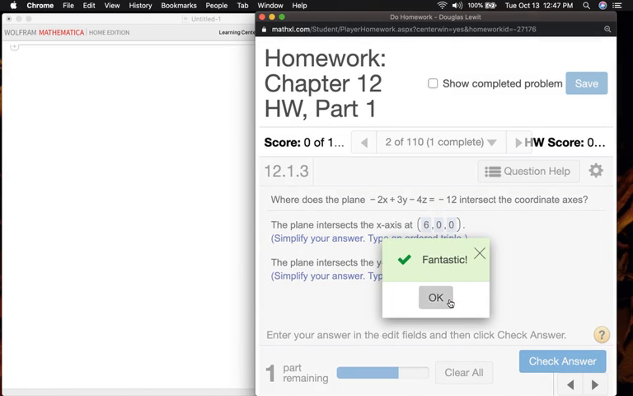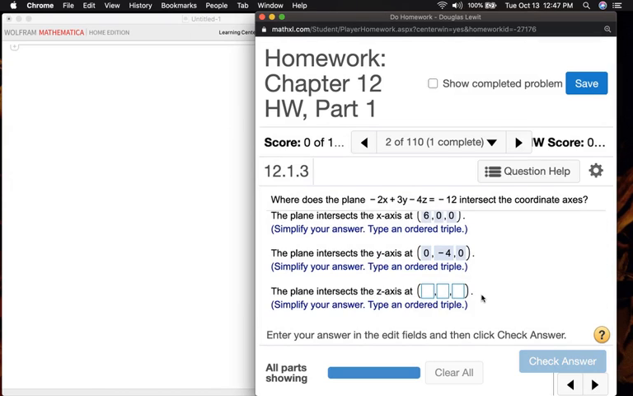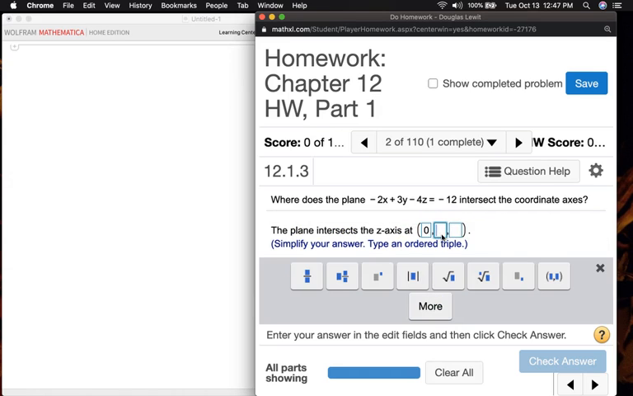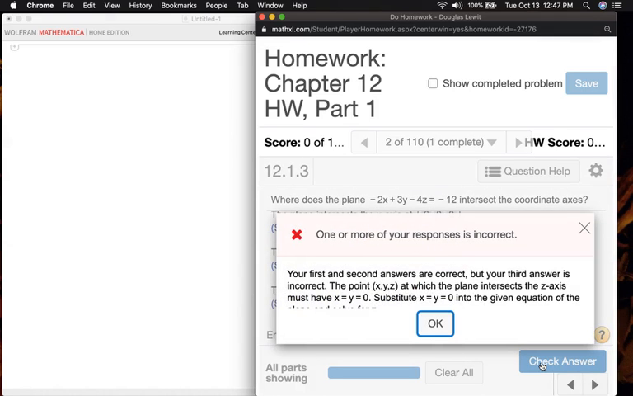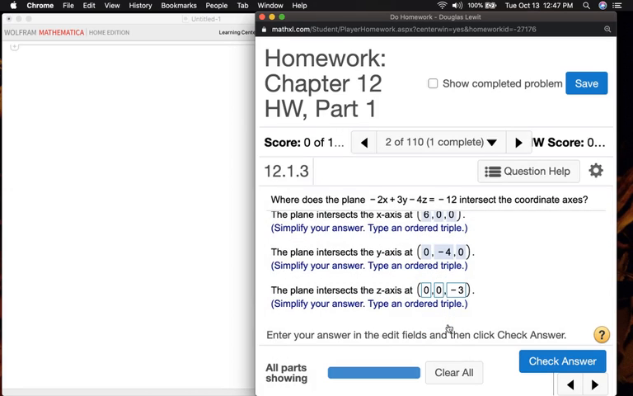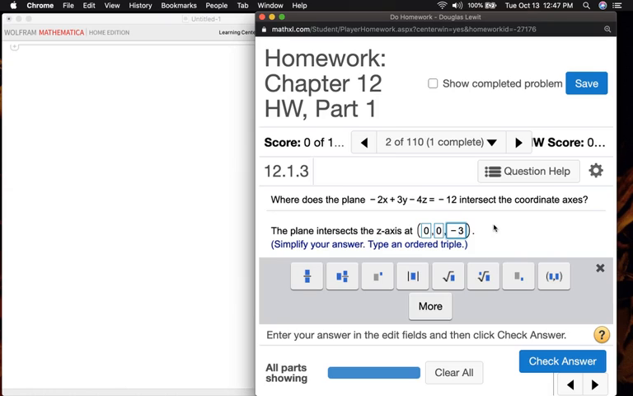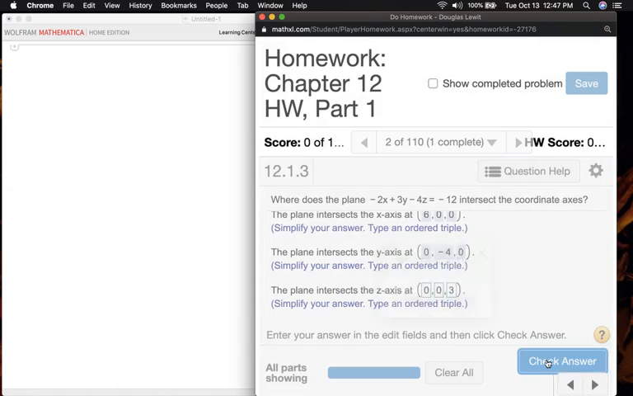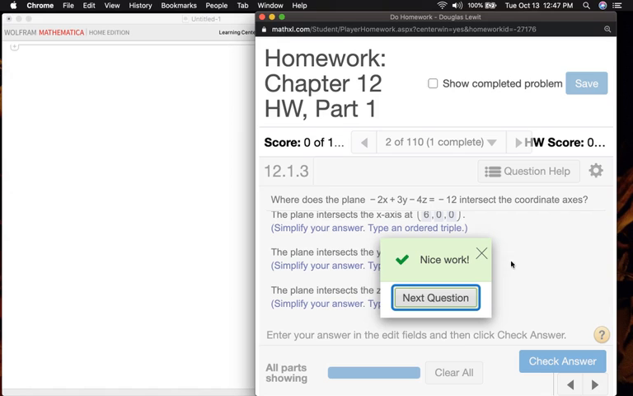Okay, and that's correct. The plane intersects the z-axis where x is 0, y has to be 0, and then we're left with negative 4 times z equals negative 12, so then z is going to have to be negative 3. Let's see if that's correct. Oh. What happened? I think I made a mistake here. Oh, I'm sorry, that should be positive 3, not negative 3, because negative 4 times 3 is negative 12. Sorry about that. Let's move on to the next question.